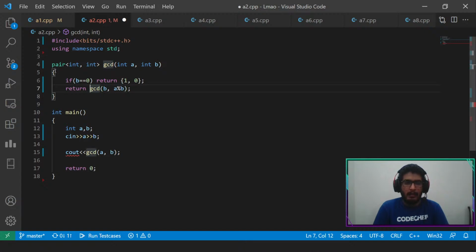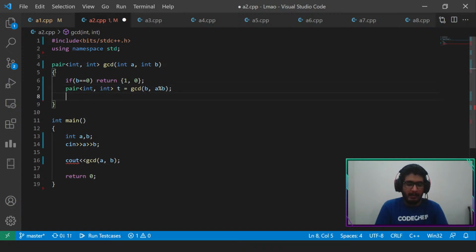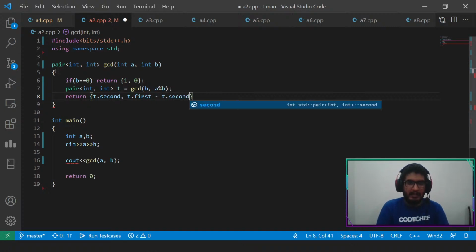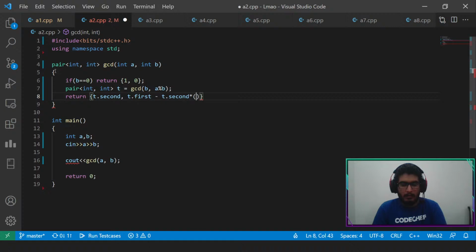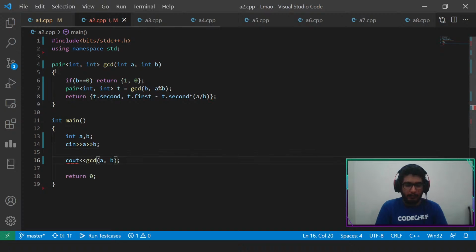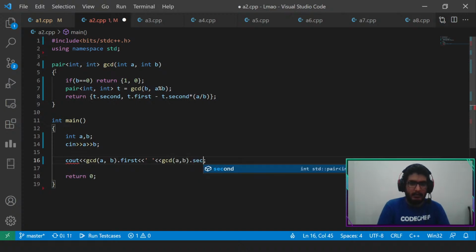Else, what we are going to do is, first of all, take these numbers in a new format. T is equal to GCD of b comma a mod b. Here, what are we going to return? A pair of t dot second comma t dot first minus t dot second into a by b, and this will work, right? Here we can output GCD a comma b dot first and GCD a comma b dot second.